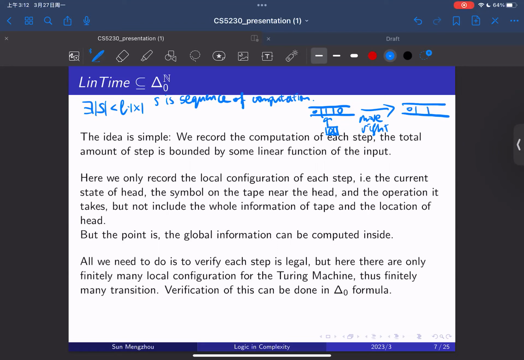So it will be 0, 1, 0. So the head is here with state B. So we can record this local configuration. But the point is, the global information can be computed inside. So all we need to do is to verify that each step is a legal step with respect to the Turing machine M. But here, the Turing machine M is fixed, so we have only finitely many local configurations and finitely many transitions. So we can write down all the transitions.